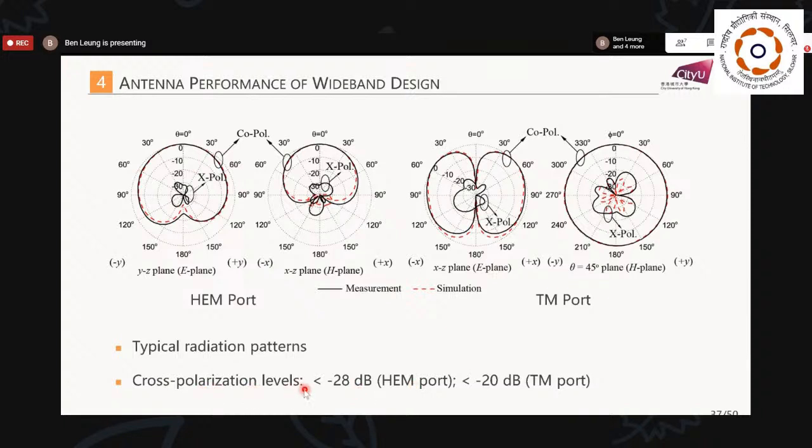Now, the cross-pole level is less than minus 20 dB for HEM port. For TM port, it is also less than minus 20 dB. So the polarization purity is pretty good.